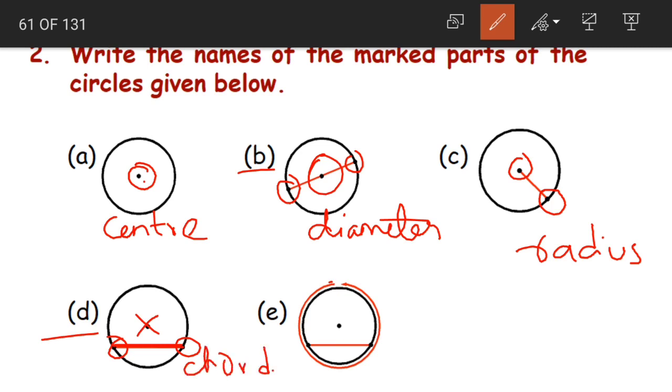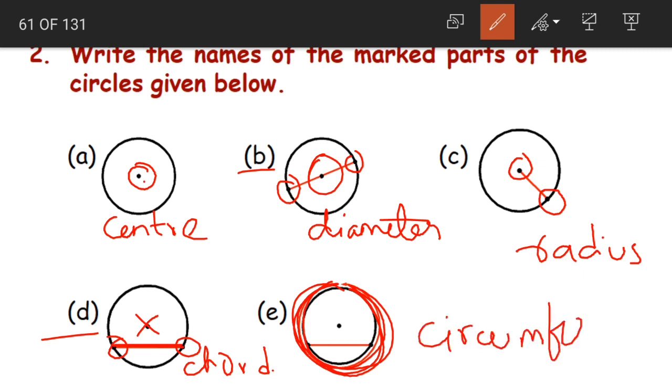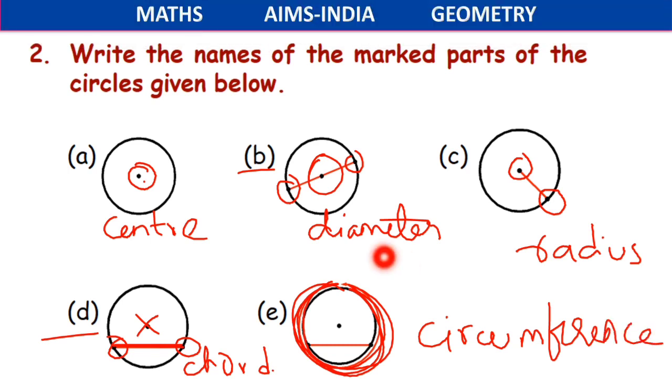Now coming to E, see what it is. We have to find this out. They are saying the entire boundary. The entire length of the boundary of a circle becomes its circumference. I hope this is clear.